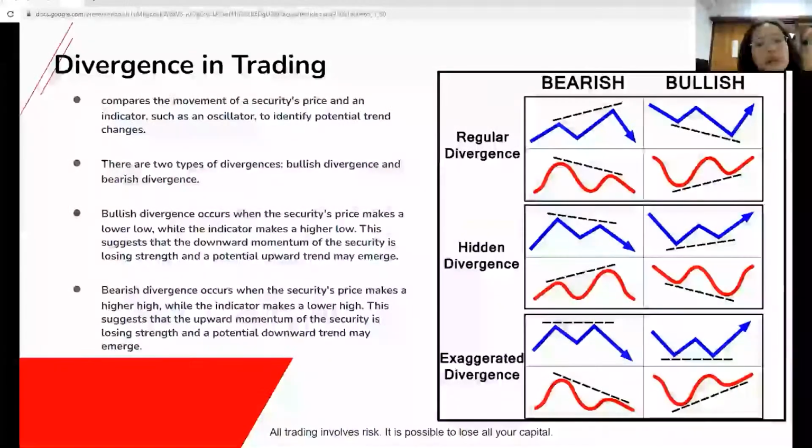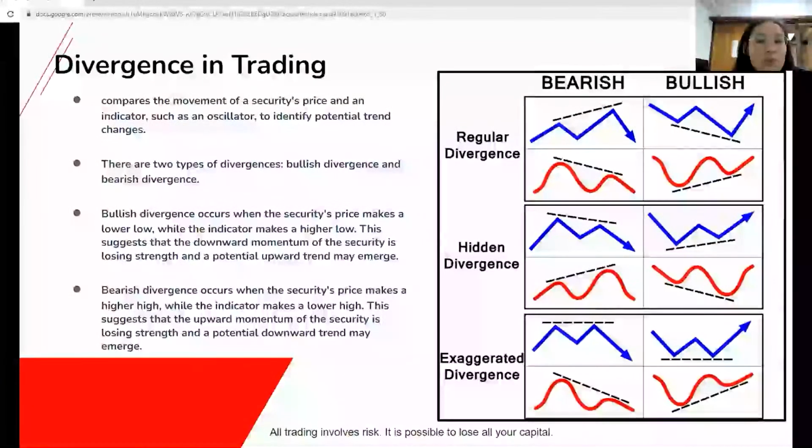Divergence in trading is a concept that compares the movement of a security's price and an indicator such as an oscillator to identify potential trend changes. There are two main types of divergences: the bullish divergence as well as the bearish divergence. The bullish divergence occurs when the security's price makes a lower low, while the indicator makes a higher low. Don't worry if you're a bit confused now. We'll be showing you a couple of examples in the next few slides. This suggests that the downward momentum of the security is losing strength and a potential upward trend may emerge.